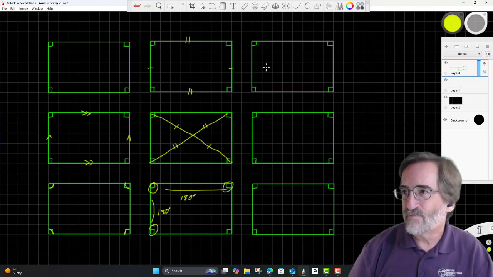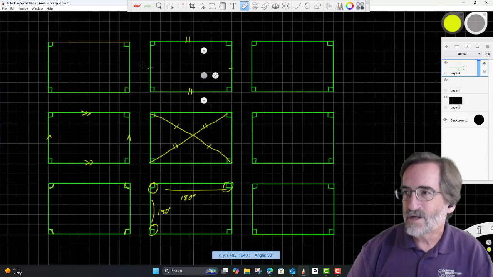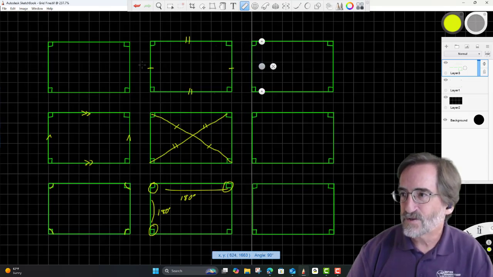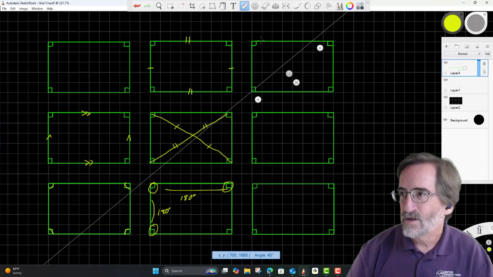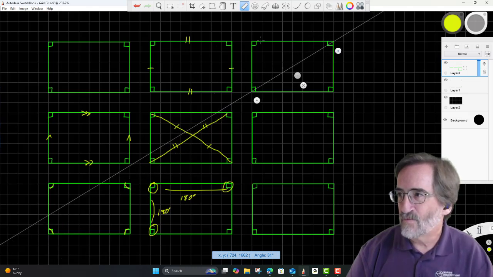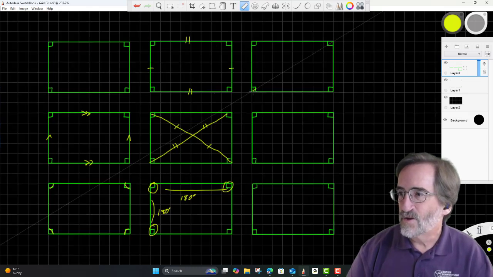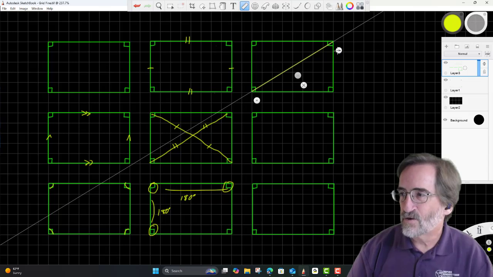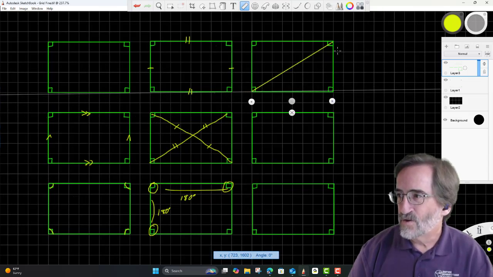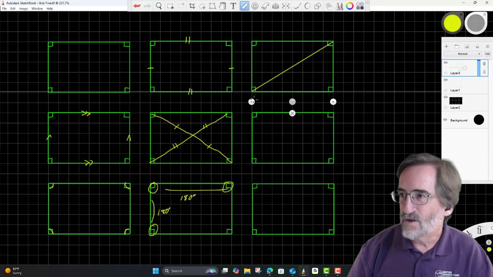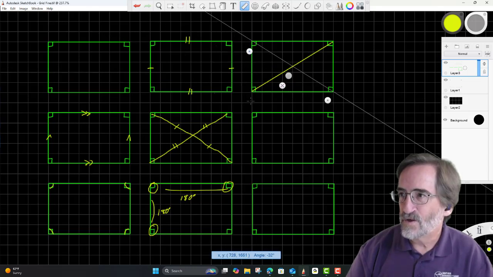But here's a property that applies just to rectangles. In a rectangle, the diagonals are congruent. That is, they are exactly the same length. This is not true of all parallelograms. In parallelograms that are tilted, one of the diagonals is longer than the other. So in this case, the diagonals are congruent.